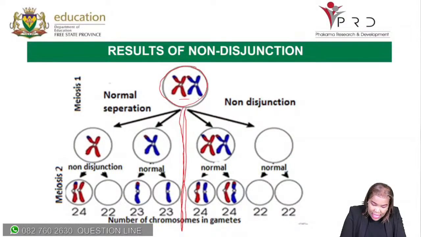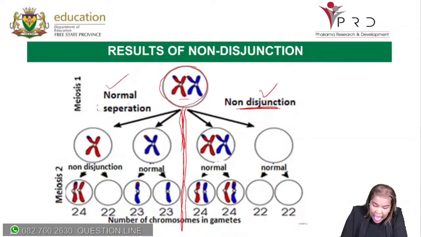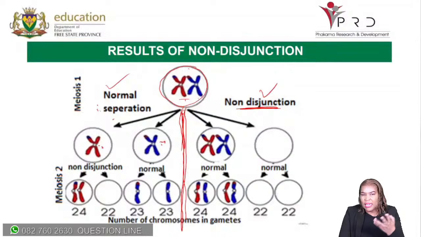On this side, these are normal. On this side, these are non-disjunction. These are not normal. Under normal circumstances, you would expect this cell to divide and have one cell have each copy of these chromosomes, 1, 1. That is normal, it's expected.